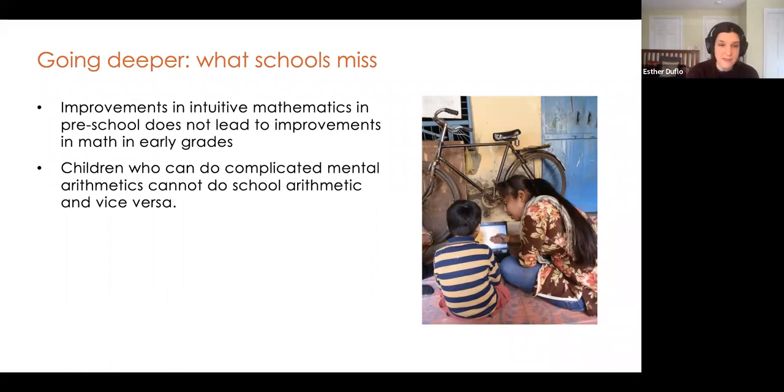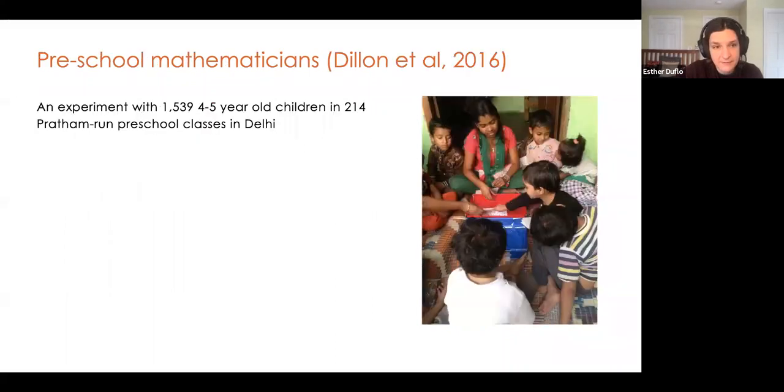The second goes to the other extreme, looking at adolescents. I'm going to show you data from a project where we follow kids who are working in markets and show that these kids can do very complicated mental arithmetic but cannot do school arithmetic, and vice versa. Kids that can do school arithmetic very well could not do it in markets. So let me spend a little bit of time on both of these projects.